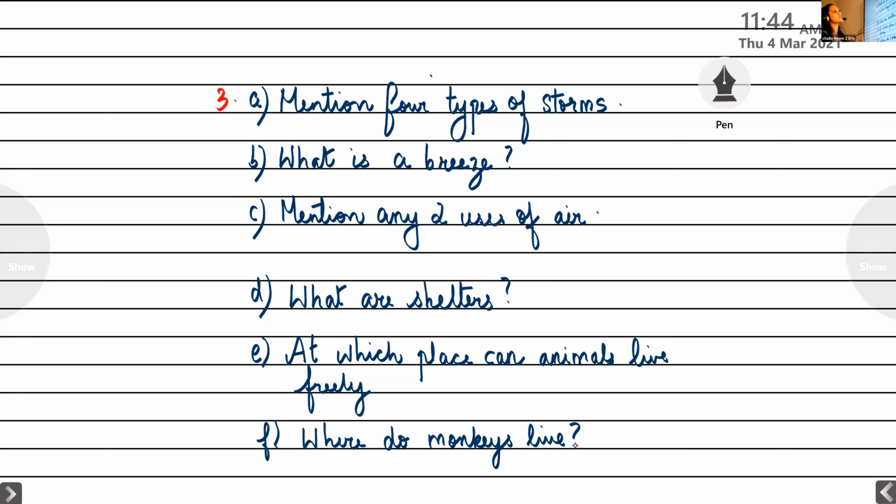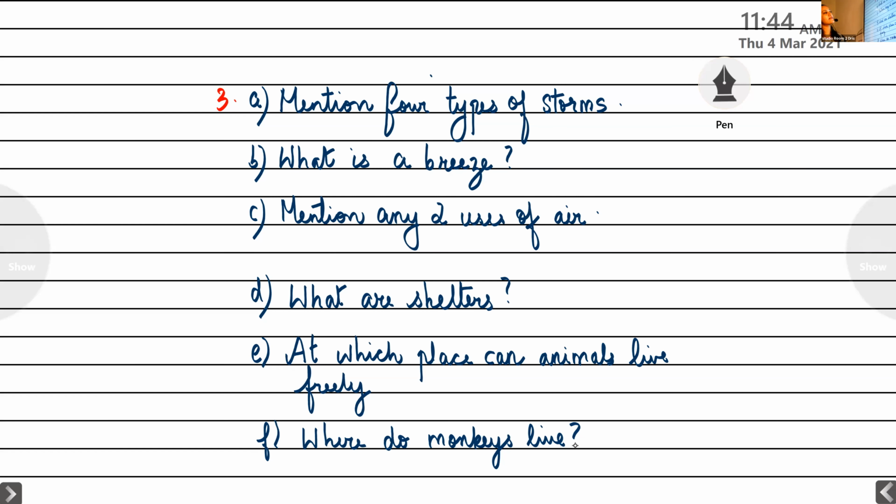Mention any 2 uses of air. Air helps clothes to dry faster. Air helps to sail boats. Okay. Out of the 4 and out of the 5, any 2 you can write. If this question comes, any 2 you can write. Whichever you find easier to write, you can write that.